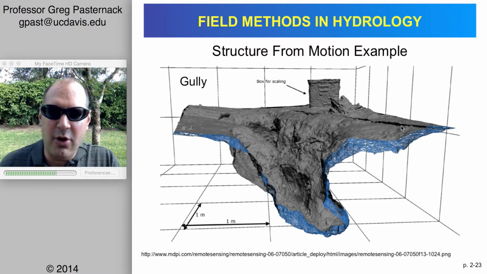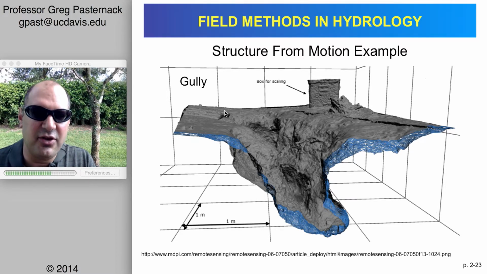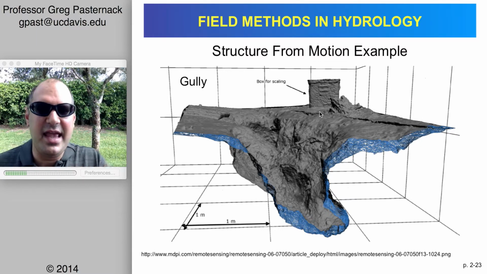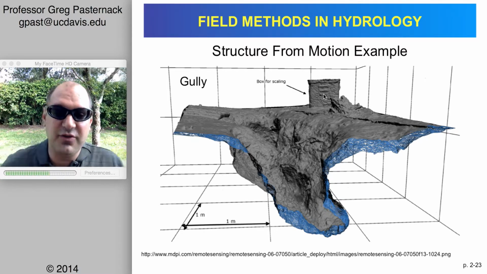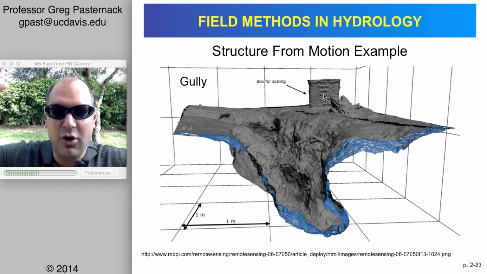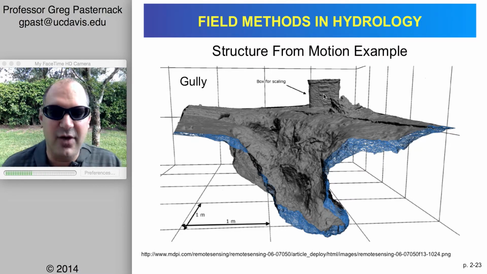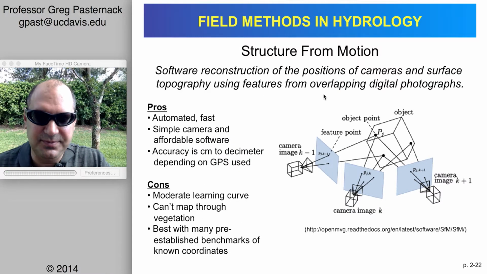So here's an example of a photo reconstruction of another gully. It's a little bit hard to see because of the grayscale, but you can see the gully coming through here, and then you can see this box that's been put out for scale. Structure from motion is susceptible to shadow effects, like you can't see behind this object, but you can do structure from motion from a drone or a blimp or a quadrocopter, so getting it from the sky, then you're going to have very little shadowing effect.